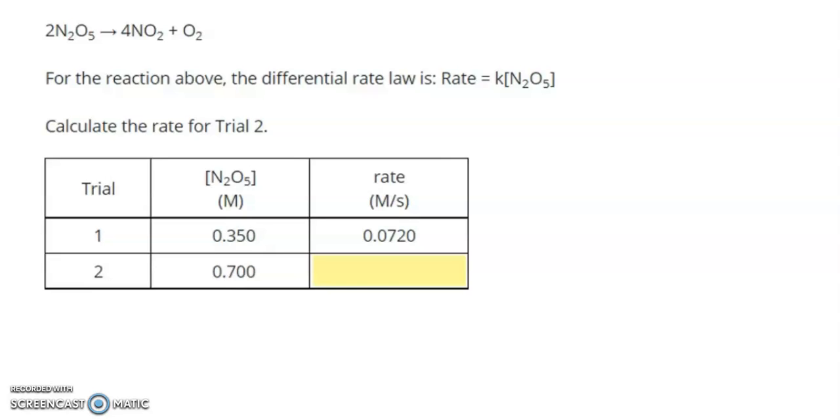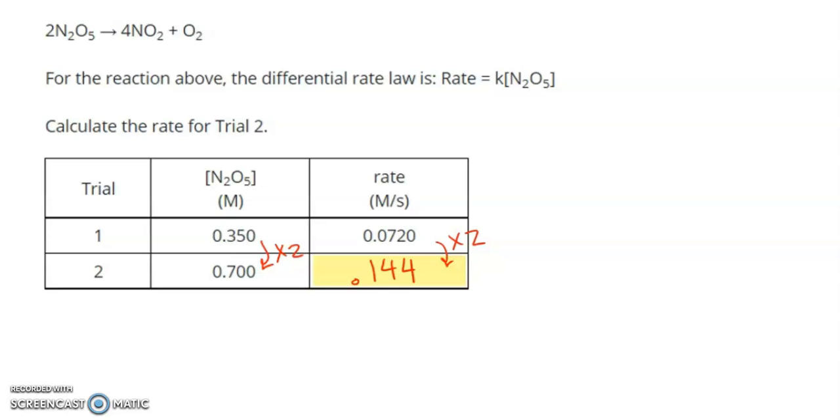I'm going to approach this in 2 different ways, and either way you choose to do this is fine. I'm going to compare the concentration in these 2 trials and the rate in these 2 trials to figure out what it should be. Well, I know this is first order. So when you go from 0.35 to 0.7, that doubles. So the rate should also double because this is first order. So I can just figure out what's double 0.0720, and that's 0.144. And that's my rate when I have 0.7 as the concentration.